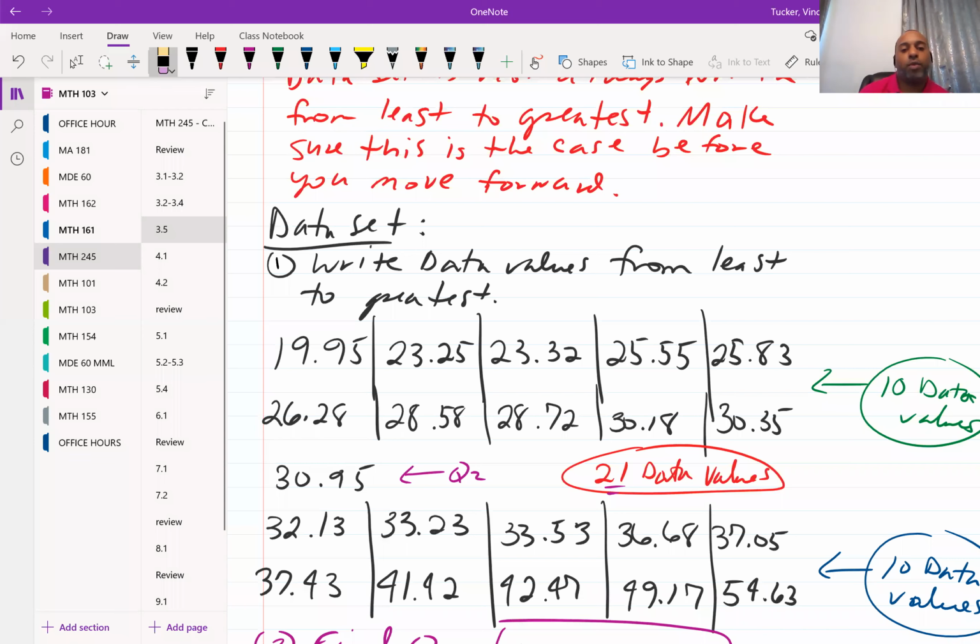So that's 1995, 2325, 2332, 2555, 2583, then 2628, 2858, 2872, 3018, 3035. Then you see my middle value, the 11th number, is 3095. Then the bottom half, we got 3213, 3323, 3353, 3668, 3705, 3743, 4142, 4247, 4917, and then 5463.